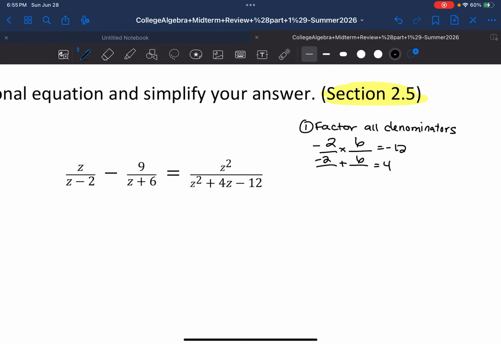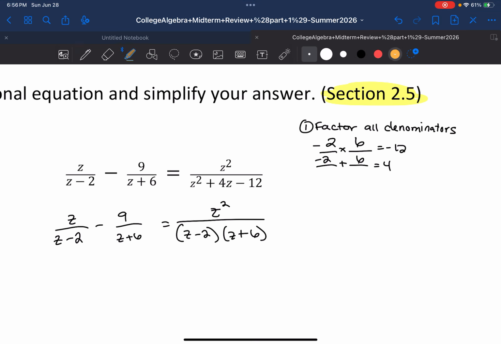So that will factor, let me bring everything else down: z over z minus 2 minus 9 over z plus 6 equals z squared all over z minus 2 times z plus 6. So that is the factored form of that denominator. And we got those numbers from here, the negative 2 and the 6.